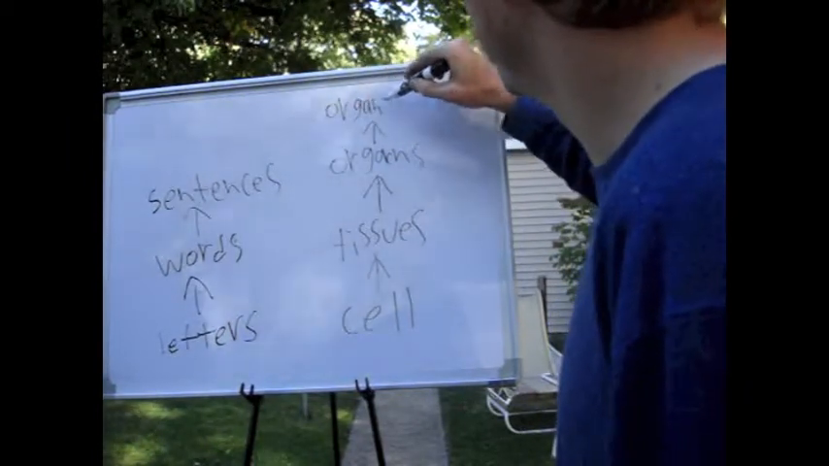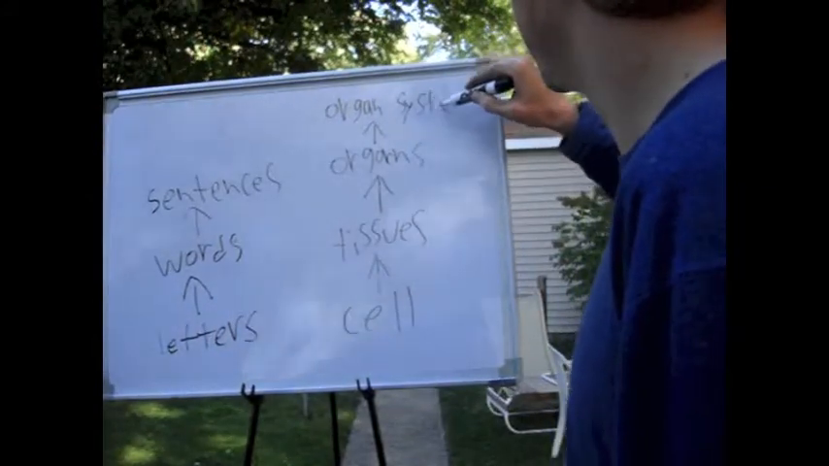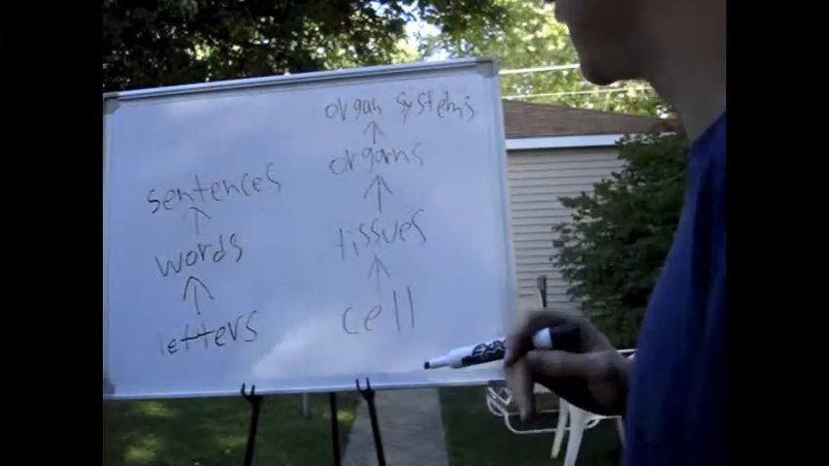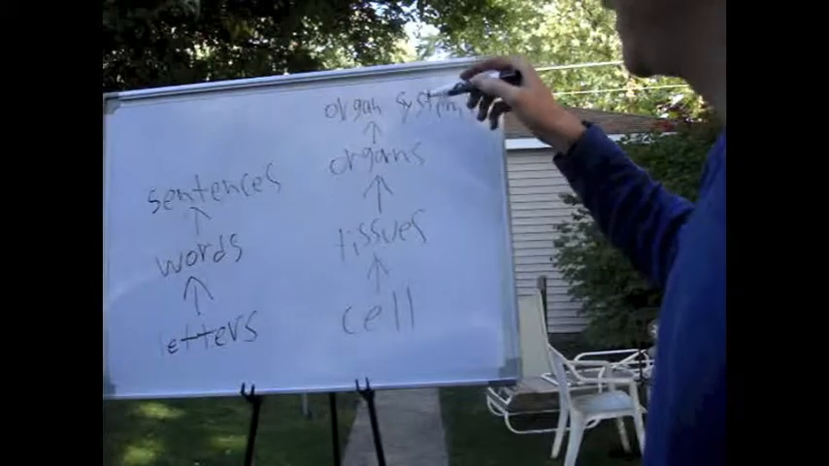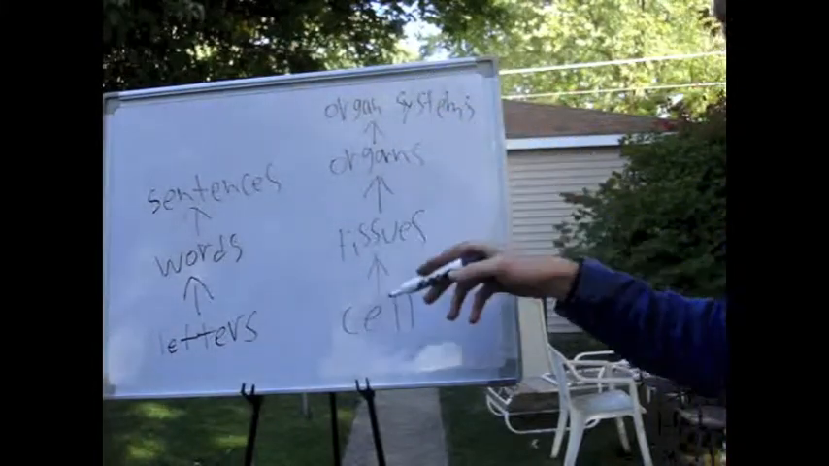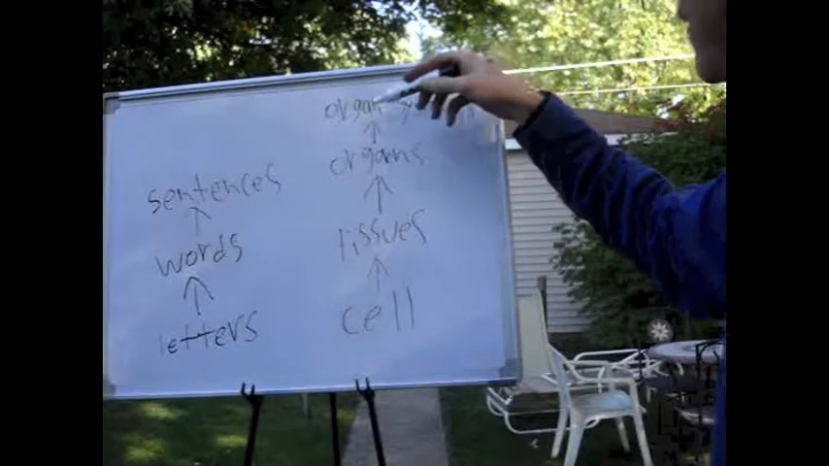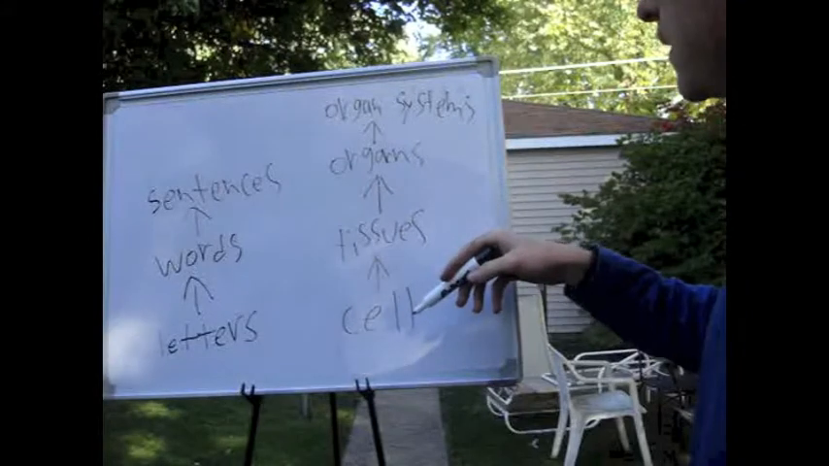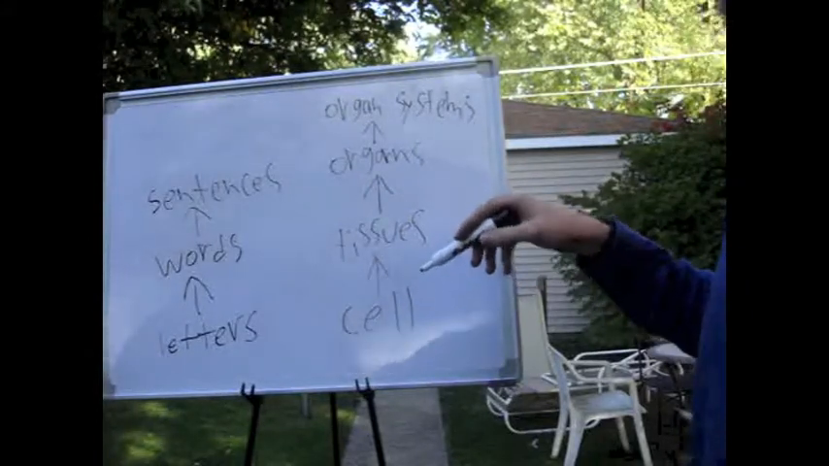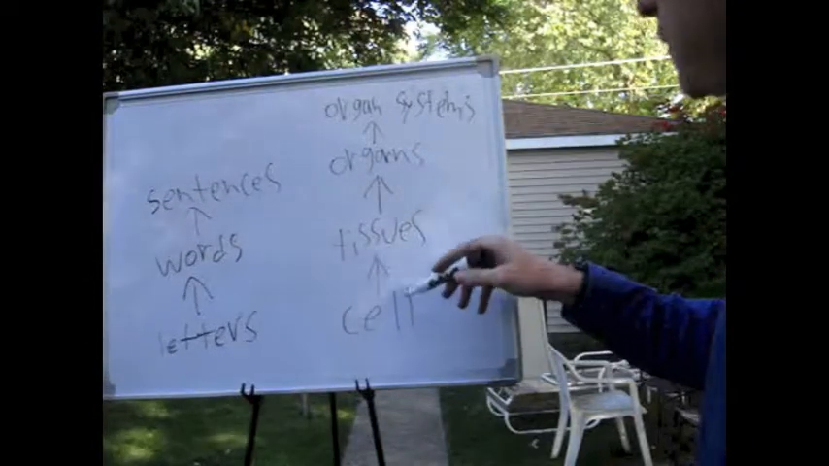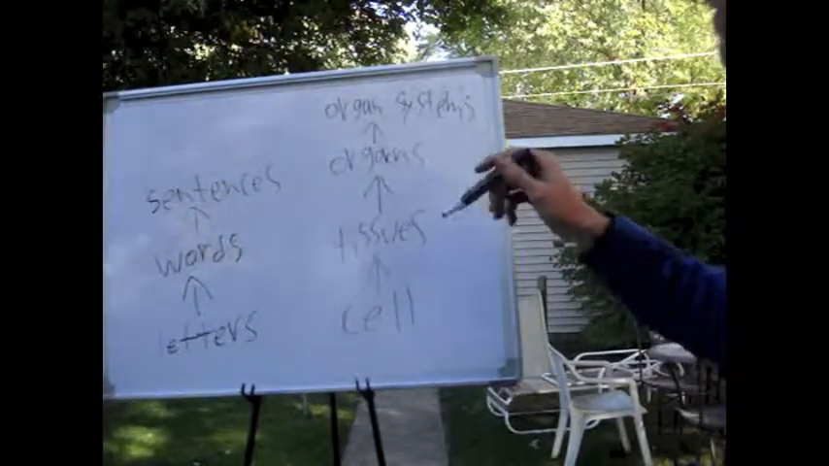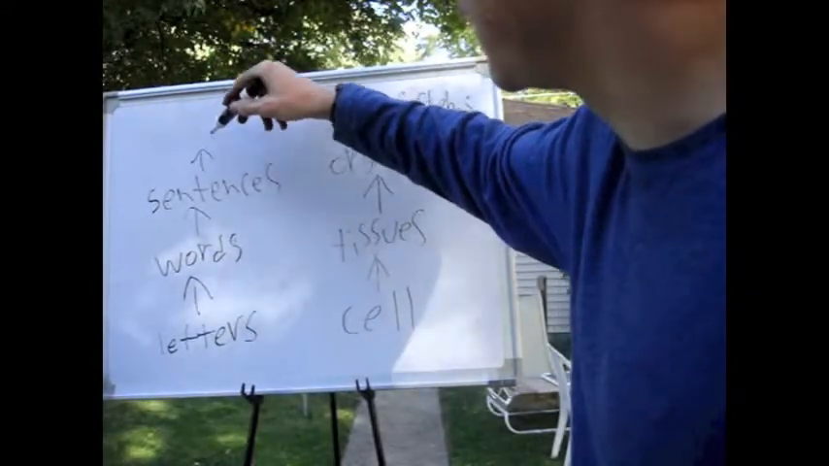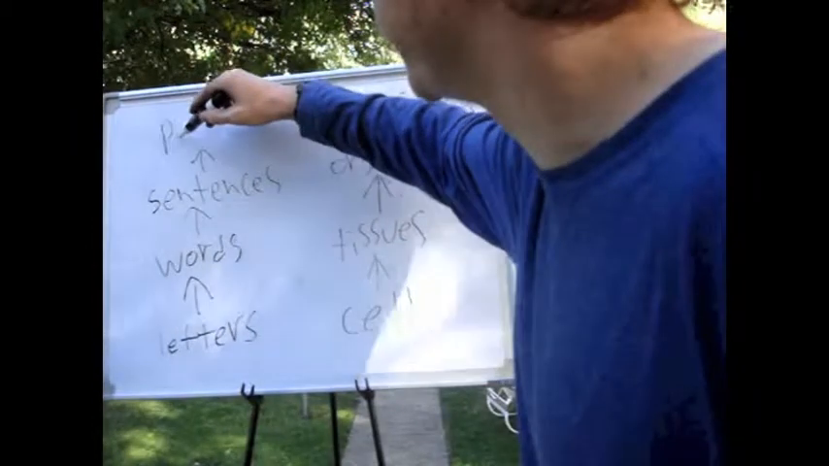We combine organs together to get systems such as the respiratory system, immune system, and nervous system, and it's composed of all these things below. Each of these levels is composed of the things below it, but you couldn't say the opposite, that it is composed of the things above it. It only goes this way, down. And the next level up here would be paragraphs.